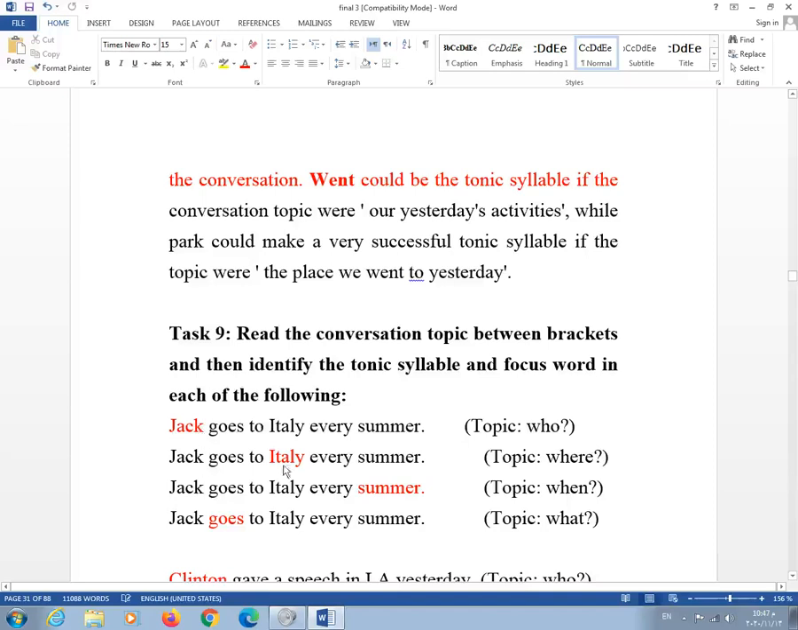Okay, if the topic of conversation is where does Jack go every summer, what would it be here? Italy. So Jack goes to Italy every summer. Every summer, okay? Jack goes to Italy. Italy. If the topic is when, it will be summer. Jack goes to Italy every summer. Every summer. And if it is what does Jack do? Okay, Jack goes to Italy every summer.